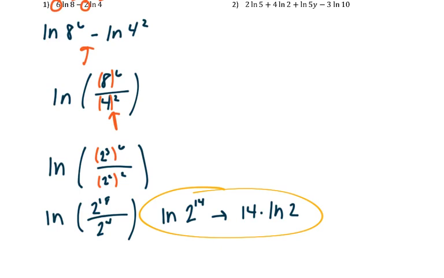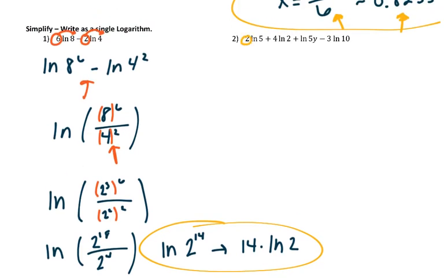All right, so the next one. The next one, again, you're going to take anything that's out front, and we need to make those into exponents. Okay. Let me actually erase that so we can read it. All right, so we're going to have the natural log of 5 squared plus the natural log of 2 to the 4th plus the natural log of 5y. These should actually have parentheses there. I don't know why I missed those. Minus the natural log of 10 to the 3rd power.